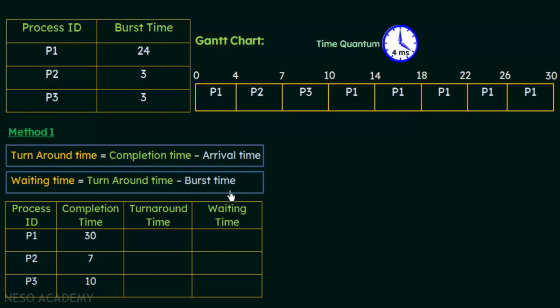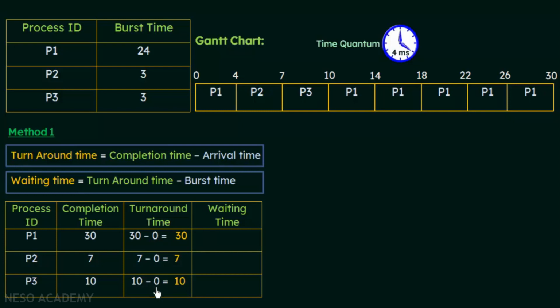So the turnaround time of process P1 will be 30, the completion time, minus 0, which is 30 milliseconds. Similarly for P2, the turnaround time is the completion time 7 minus 0, which is 7 milliseconds. And for P3, the turnaround time will be the completion time 10 minus the arrival time 0, that is 10 milliseconds. So we can easily calculate the turnaround times like this. In this question, the arrival times were all 0.